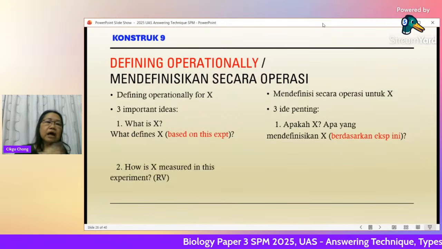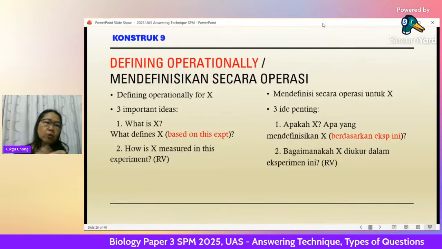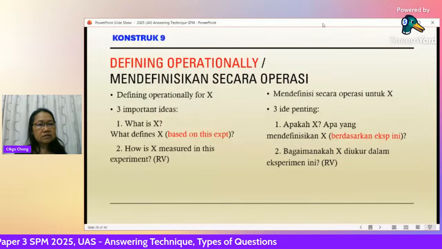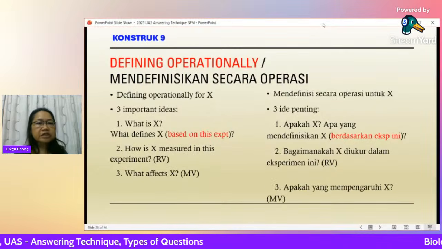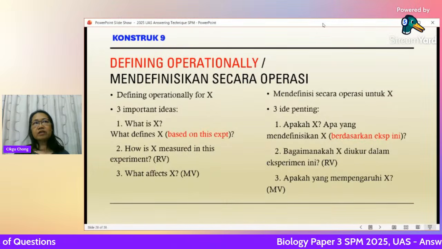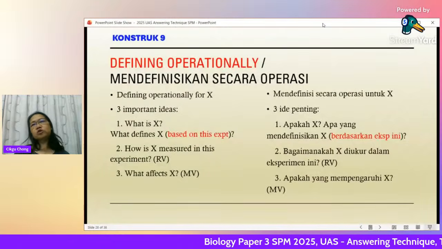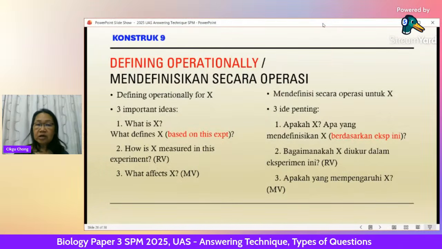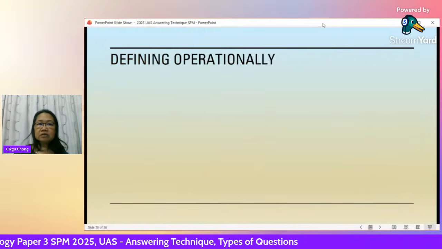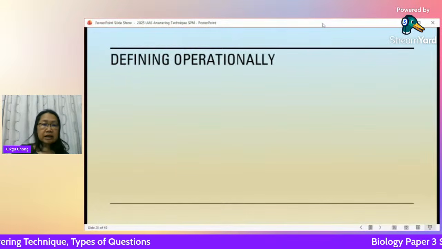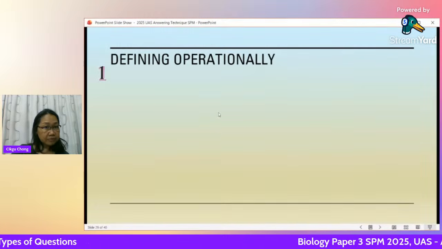Okay? How is X measured in this experiment? What is your RV? You also mention your RV there. How do you measure your X? What do you see? What do you measure? And what affects your X? That means what affects your rate of diffusion? What affects your enzymatic reaction? That means you need to mention the RV and MV. Okay, example. So this one, don't worry. Next week I'm going to go through again. So defining operationally, a few examples.